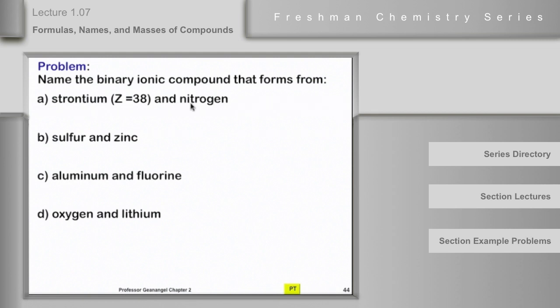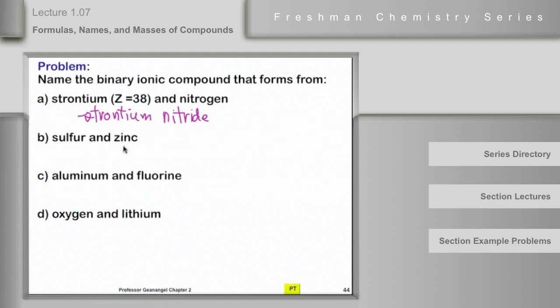The nitrogen is a nonmetal, so we're going to take its stem name, which is NITR. We're going to add the IDE ending to it. So this thing would be strontium nitride. IDE says this thing is a negative ion. Now we could determine the charges on these, and we'll do that later. For the time being, I just want to put the name on. Anybody have a problem with strontium nitride?